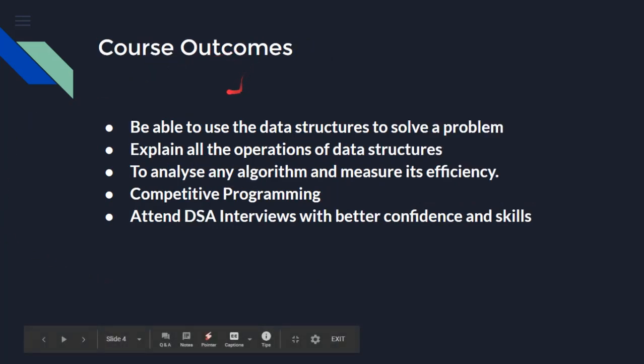Course outcomes. These are the major outcomes of this course. You'll be able to use the data structures to solve a problem if you complete this course, and you'll be able to explain all the operations of data structures. In this course, we are covering almost all the operations of basic data structures. You will be able to analyze any algorithm and measure its efficiency. That's another key point of this course: you have to analyze the algorithm and measure its efficiency in terms of time and space.